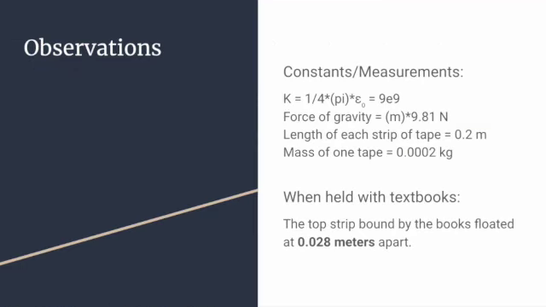For some observations, some of our constants and measurements involve K equaling 9 times 10 to the power of 9, the force of gravity, length of each strip of tape, mass of one tape, and the record that we found was that the top strip bound by the books floated at 0.028 meters apart.